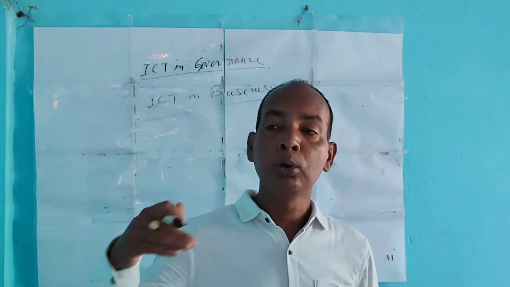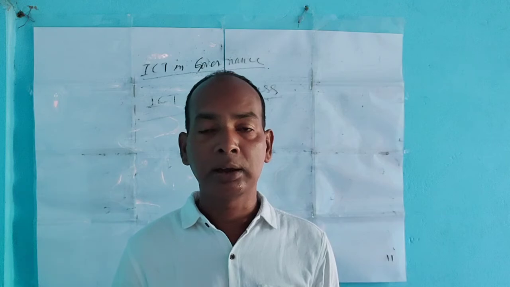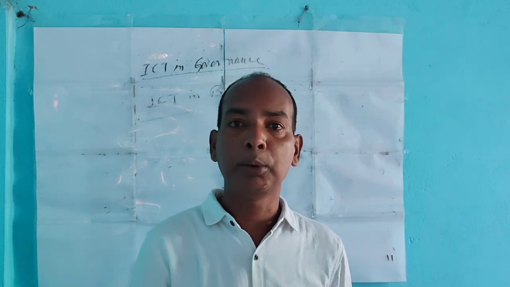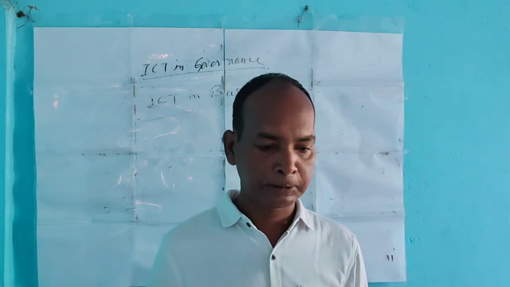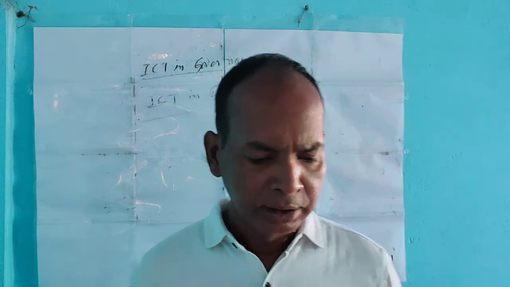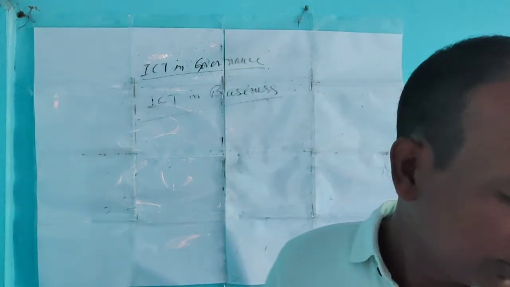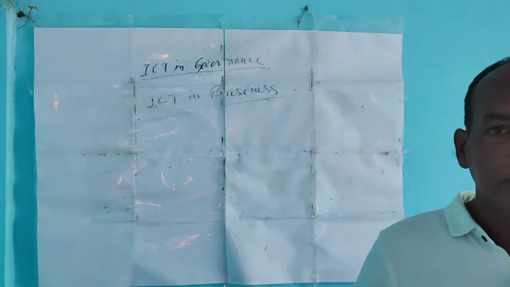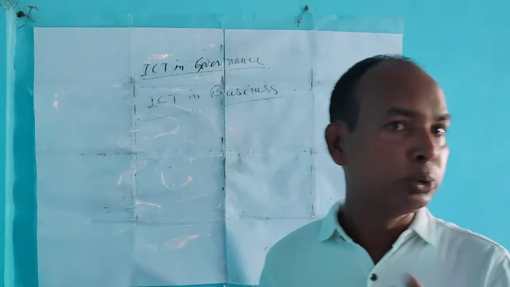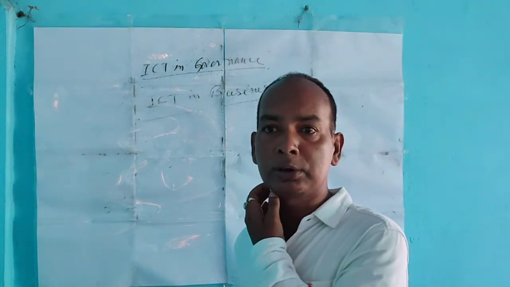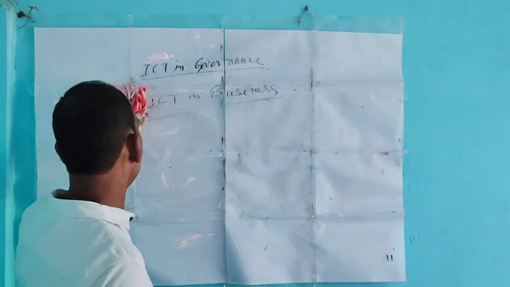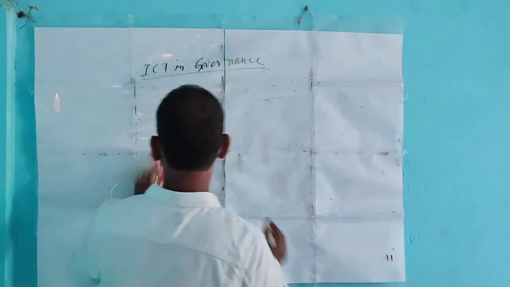One is the people who know computers, and the other is the people who do not know anything about computers. They go for manual work. So ICT divides people into two parts: one who uses computers, the other who does not. This makes a digital divide. You can say digital divide.